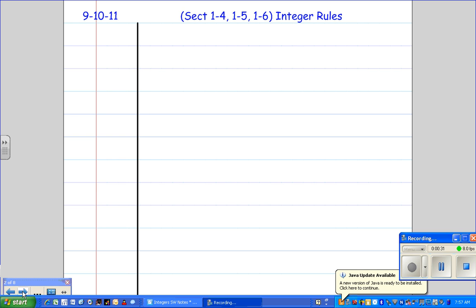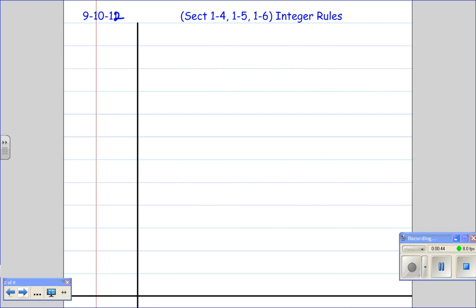First thing you do is go to your spiral, go to the next available page, and this is how you're going to set it up, in Cornell note fashion. You've got September 10th, that should be 2012, not 2011, so let's change that real quick. And this is sections 14, 15, and 16 out of the textbook. So give yourself a moment, pause if you need to, and set up your spiral.